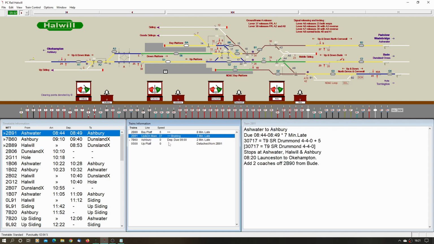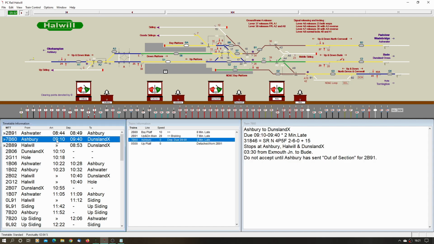This one's now braking. He's 7 minutes late, so it's just arriving. They'll be arriving shortly at Ashbury. Then we'll get out of section for that, and they'll offer this class 7 on. And I'm going to, yes, what does he do? He arrives at 9:10, leaves at 9:40. Doesn't do shunting or anything, so probably just waters up there.